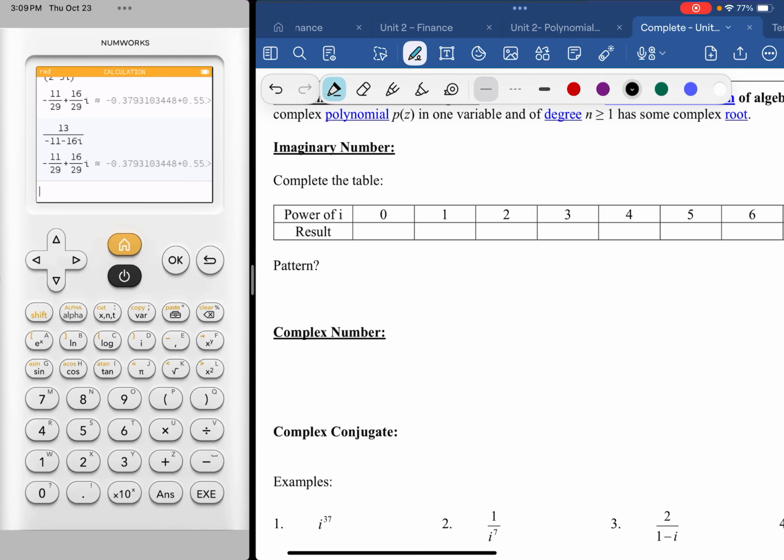A complex number is in the form of a plus bi, right, where a is the real component. Apologize for my handwriting. Bi is the imaginary component.